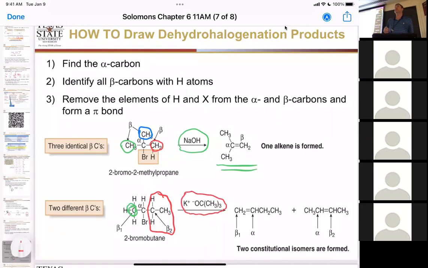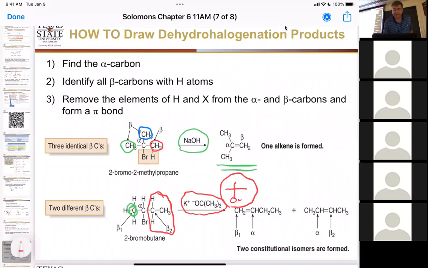And then notice we're using a different base here. This base is t-butoxide. What do we call t-butoxide when we were talking about substitution reactions? A non-nucleophilic base. All it can do is act as a base, and it's really big. So we have to start thinking about sterics when we have t-butoxide.